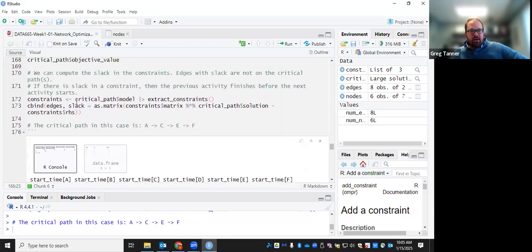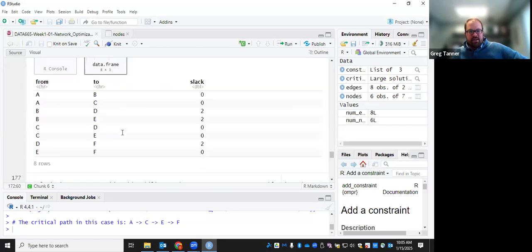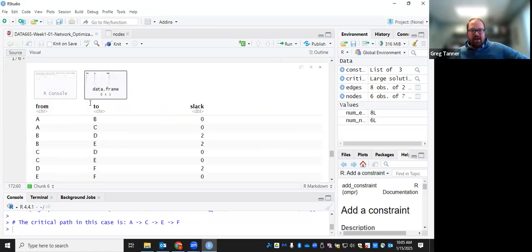Okay, and then I've gone ahead and extracted the constraints here. And then I can take the constraints and do a matrix multiplication with the solution. That will essentially give me how much slack there is in those constraints. And so I can take that amount of slack and put it with the edges, because each constraint in this case corresponded to an edge. It's maybe not 100% clear, but anything with slack is not on the critical path.